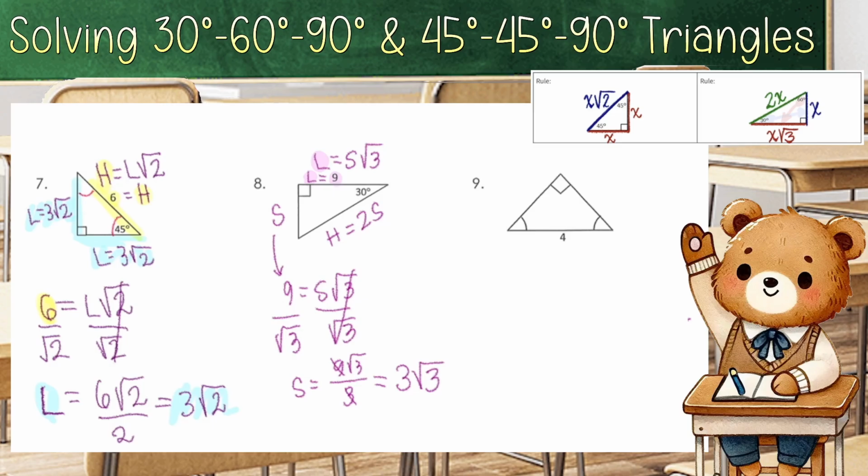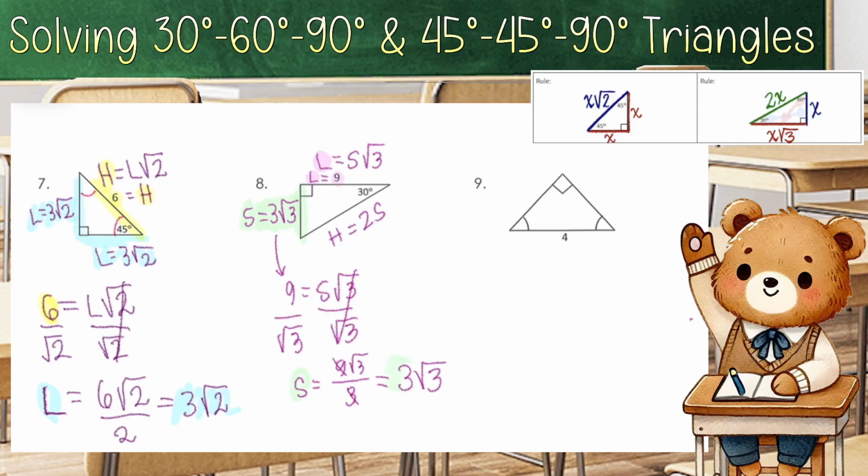So right there, S equals 3 root 3 for the short leg. And L is 9.